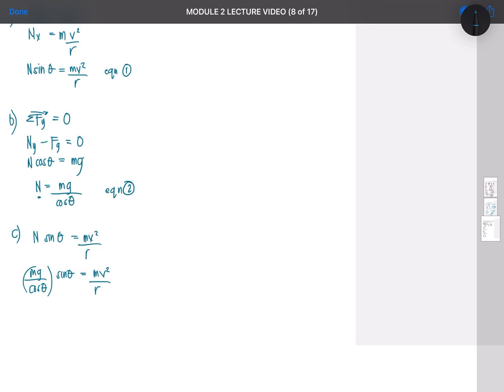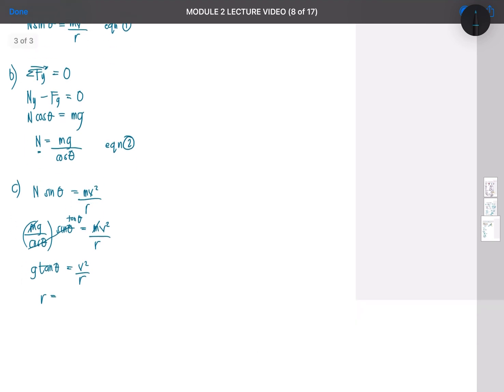And so kung titignan natin to, diba? What is sine theta over cosine theta? This is actually equal to tangent. And then we have m on both sides of the equation, so we can actually also cancel this one. So ang maiwan na lang sa kabila is g tan theta is equal to v squared all over r. Isolating r, we will be having r is equal to v squared all over g tan theta.